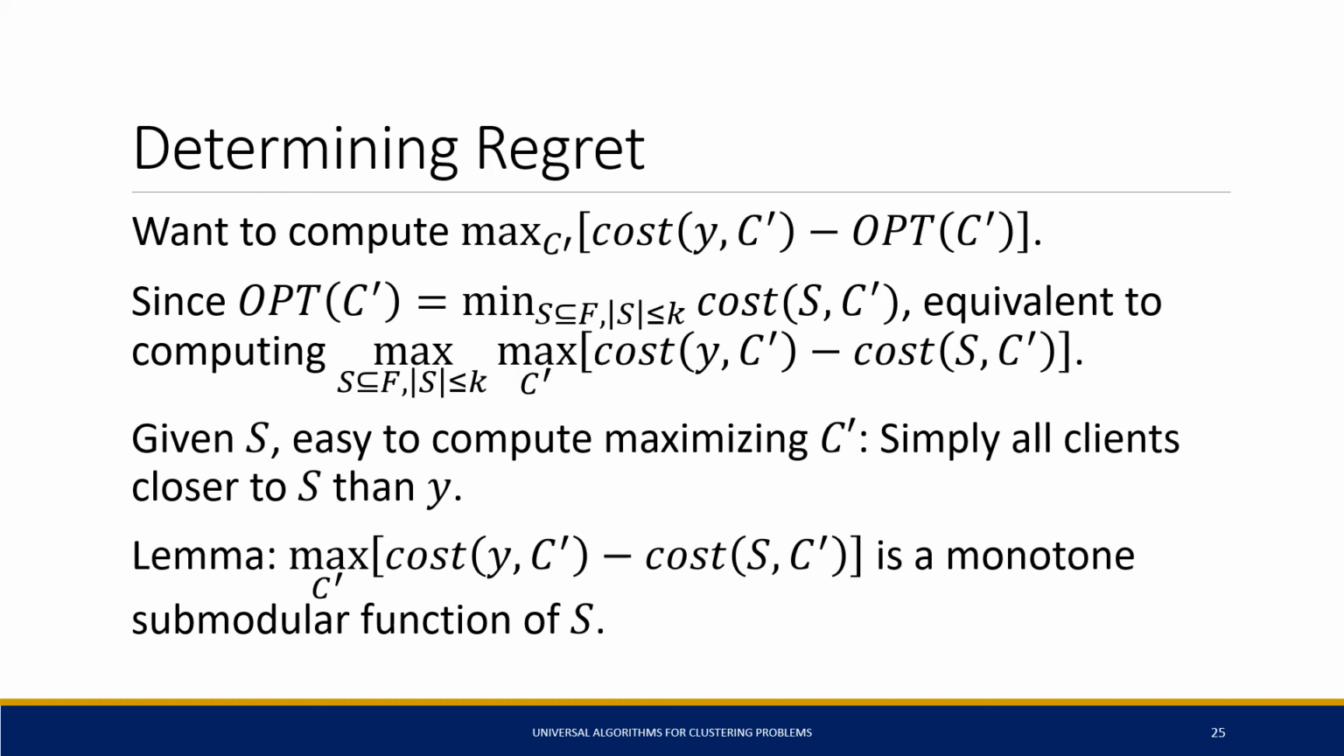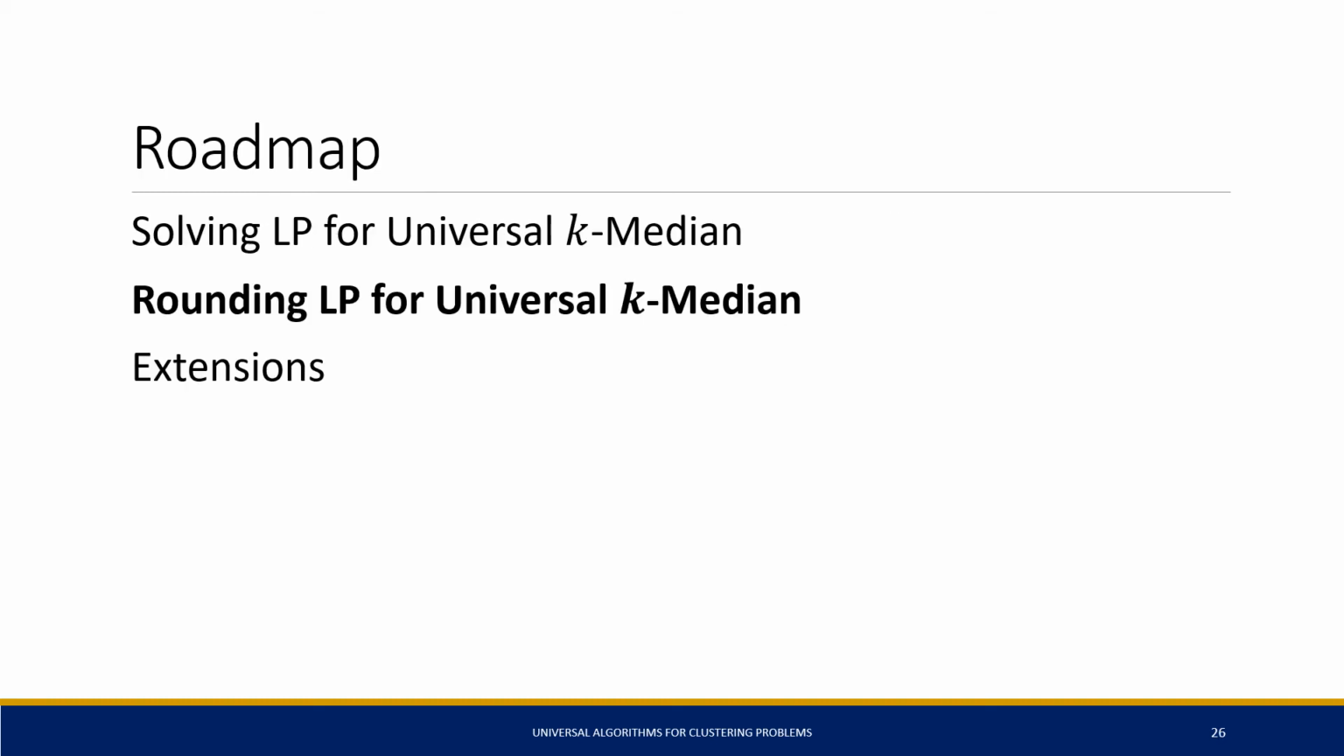Okay, so just to recap, our method for solving the LP was to realize that we only really needed to separate the constraints corresponding to regret, which just required us to approximately compute the regret of the fractional solution, and then we showed that that was just an instance of submodular maximization. So now let's talk about how to round the LP once we have this fractional solution.